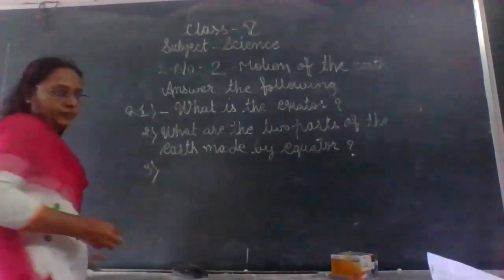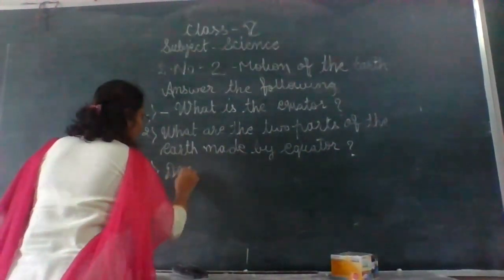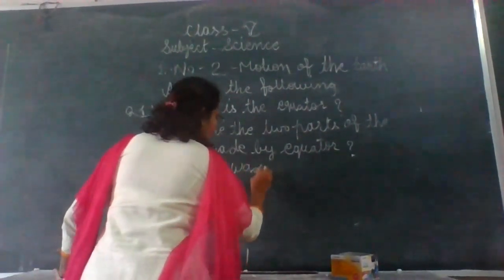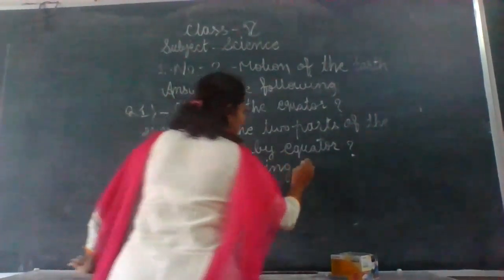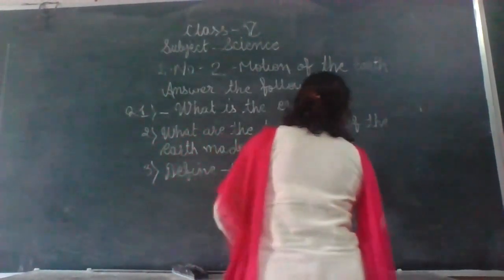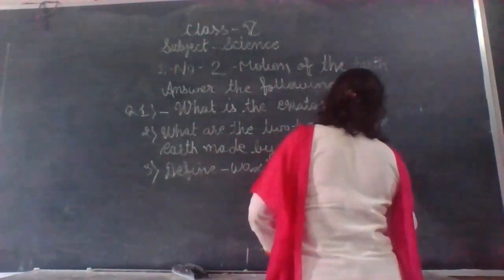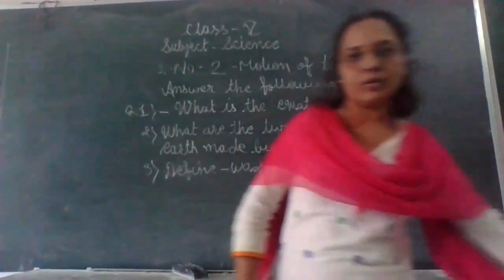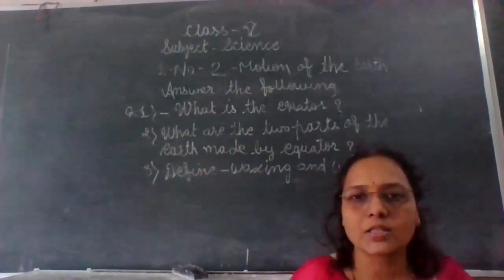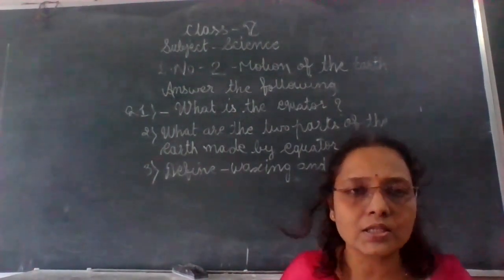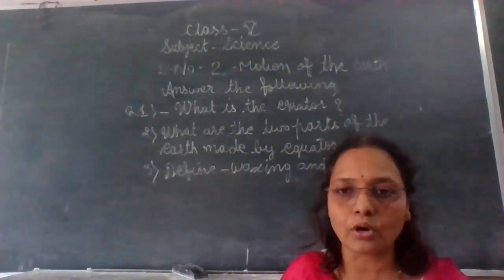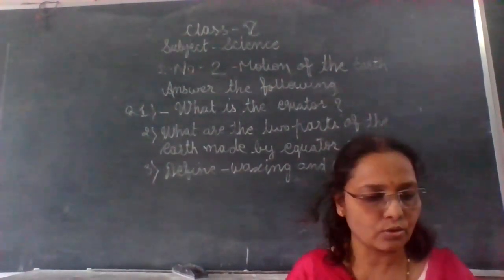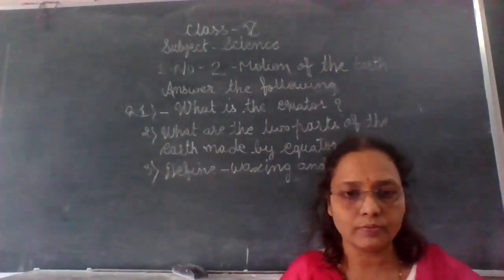Then third, define waxing and waning. Okay, so these are the question answers. So write down these answers, and you have to draw the different phases of the moon in your copy. So draw the different phases of the moon.